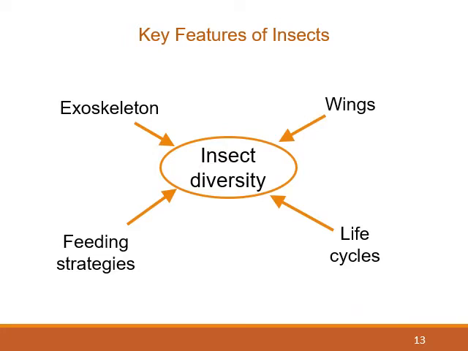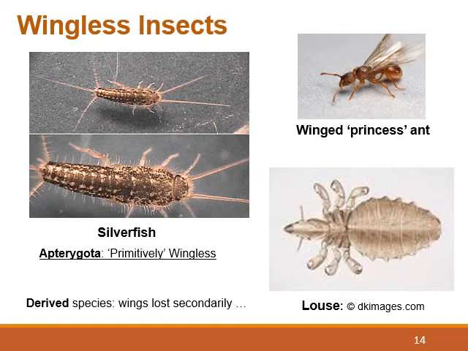So next up, we're going to look at insect wings, a really important feature in insect biology. Before getting into wings, it is worth mentioning that not all insects have wings. So for instance, on the left of the slide here, you can see some silverfish, and silverfish are apterygotes, which means that they are primitively wingless, or that they separated from other insects before the evolution of wings, and therefore are older than insects that do have wings.